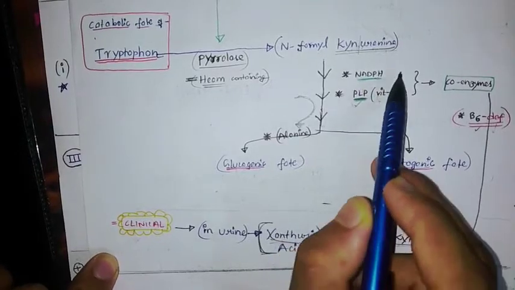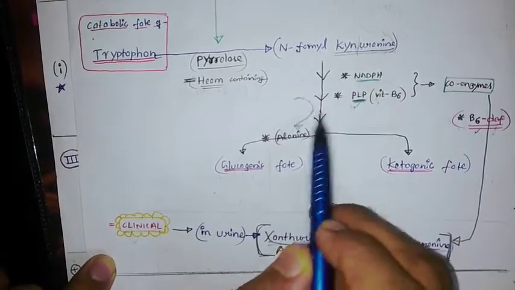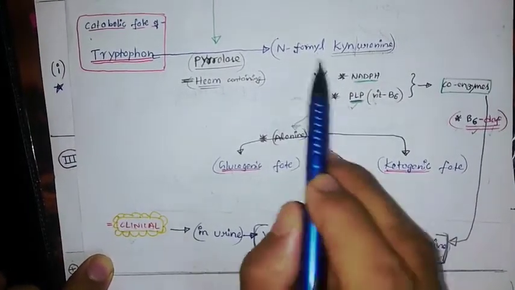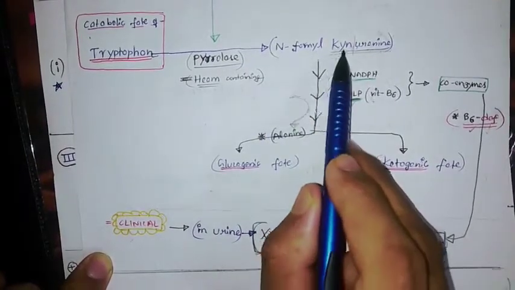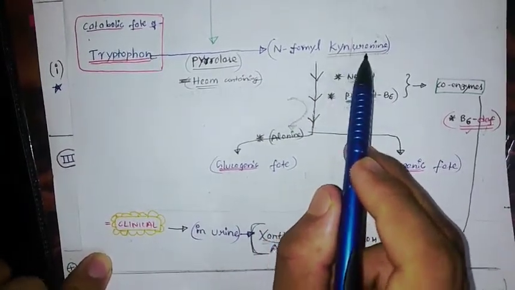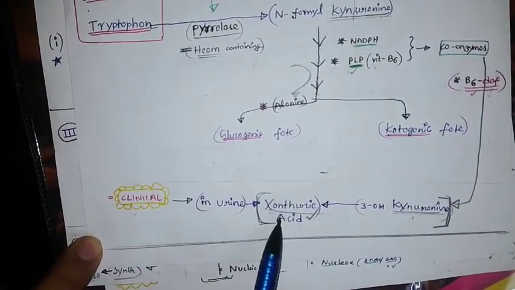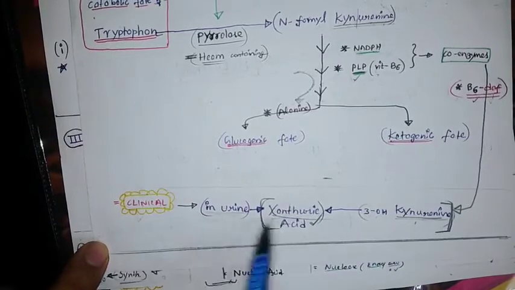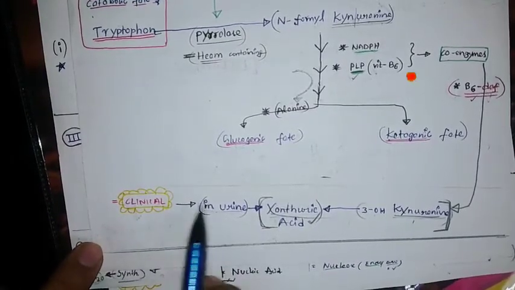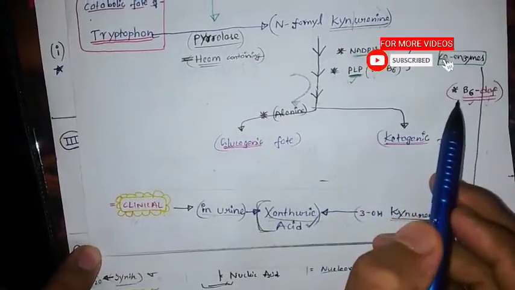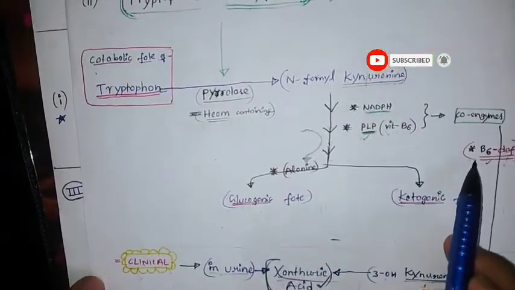When vitamin B6 is deficient, this reaction does not take place, so this kynurenine will increase. When kynurenine increases, it is converted into xanthurenic acid, and this xanthurenic acid is excreted into urine. That is the clinical point. You can observe this xanthurenic acid in urine by doing a urine test. Then you can tell that he is deficient in vitamin B6. This is the clinical importance.